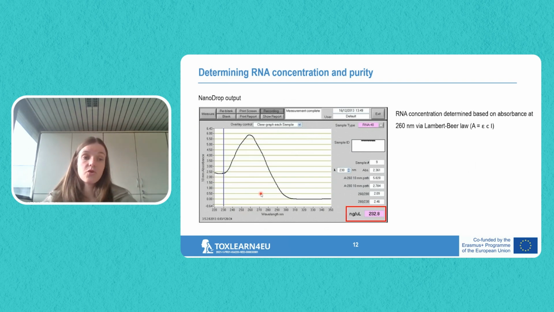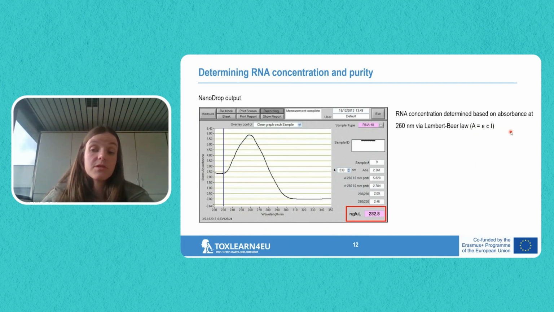So the nanodrop will then calculate two things. The first thing is the RNA concentration, and it determines this based on the absorbance at 260 nanometers via the Lambert-Beer law. This law tells you that the absorbance equals the extinction coefficient multiplied with the concentration multiplied with the optical path length. And based on this, the nanodrop software already does this calculation for you and tells you the concentration of RNA in your sample.